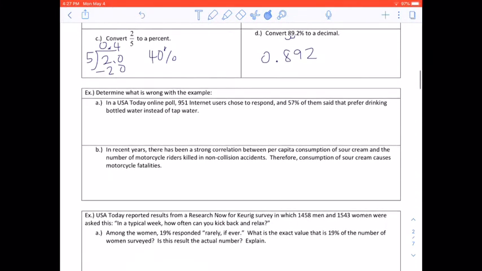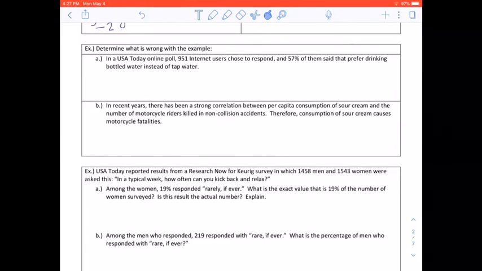Next example on here says determine what is wrong with the example. The first one says, in the USA Today online poll, 951 internet users chose to respond, and 57% of them said that they preferred drinking bottled water instead of tap water. So the issue here is that people were choosing to respond, and this is voluntary response. Since they are choosing to respond, it's not a very good sample that we're collecting, and it doesn't accurately represent the population.